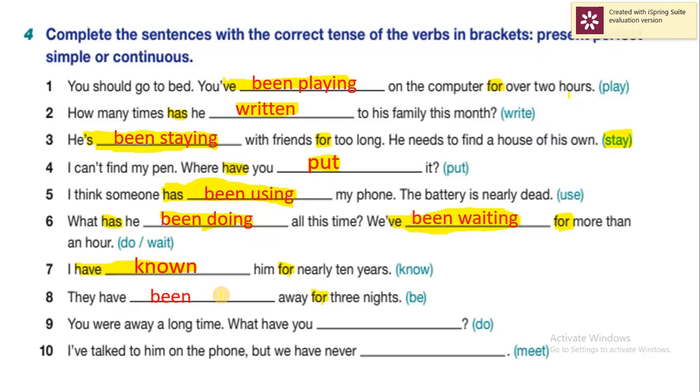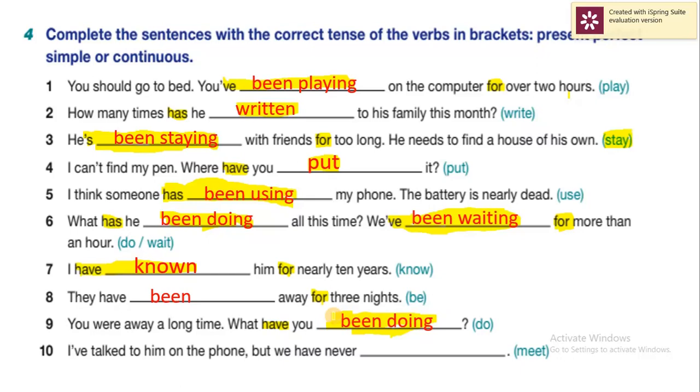Now, 9. You were away a long time. What have you? Again, here it gives you a long time, which hints at a long duration. And please, here it is not a keyword. Don't tell me it is a keyword. Here it adds to the meaning, that it's a long time. It suggests a long duration, so a long duration means continuous. So you will have what have you been doing. Very good. So here we have have been doing. This is the verb of the question.